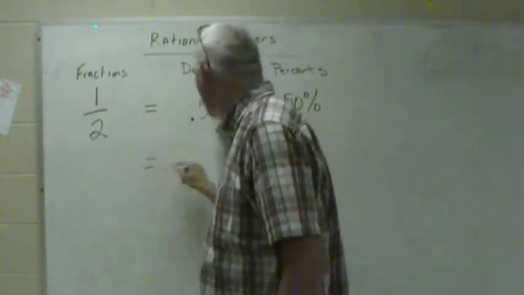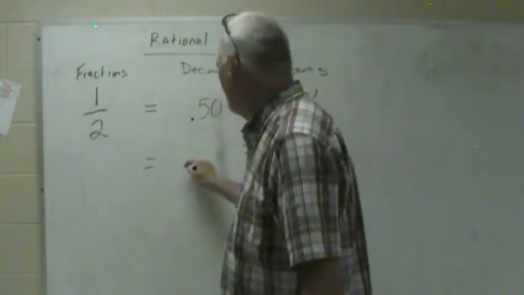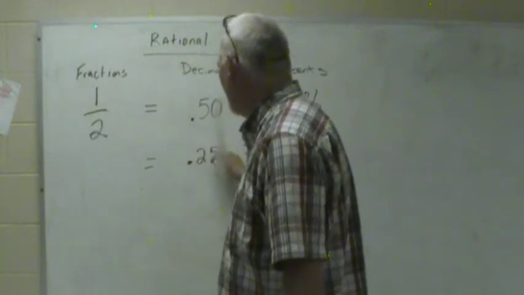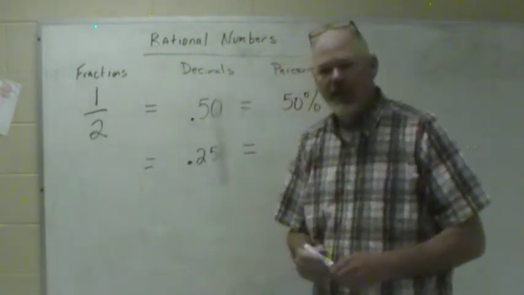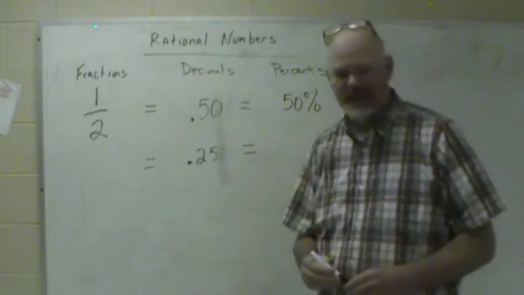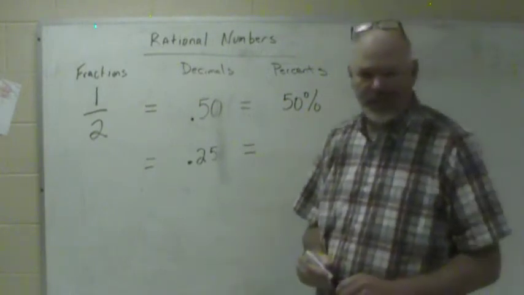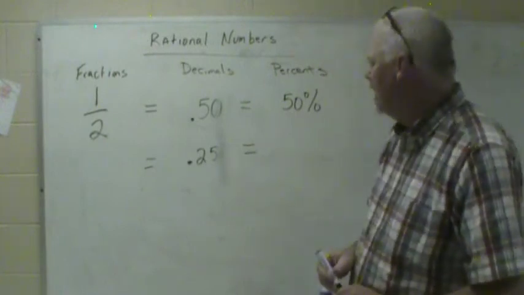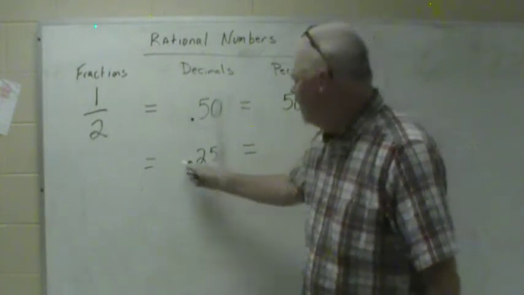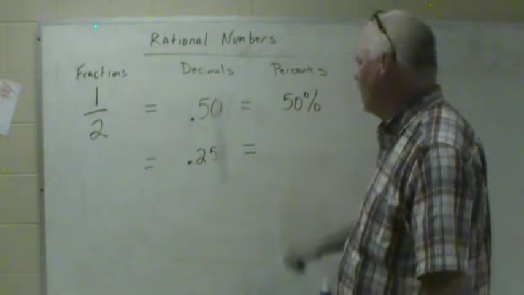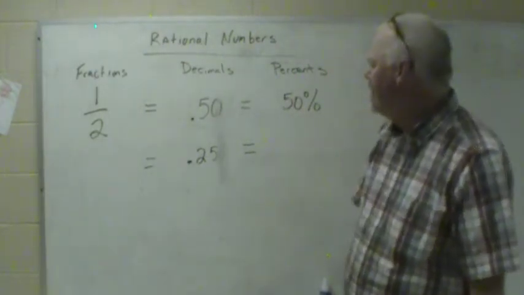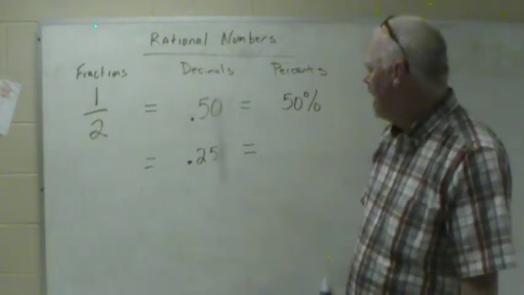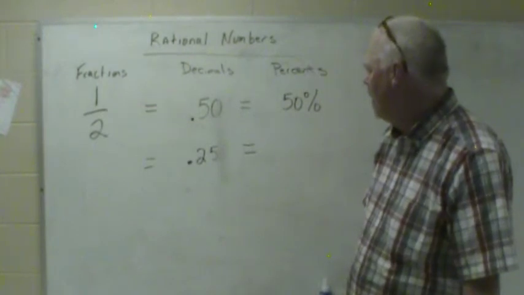Let's do another common one. Let's do a quarter, 25 cents, one-fourth. Who remembers? Let's see if we remember. How are we going to turn that into a fraction or a decimal?